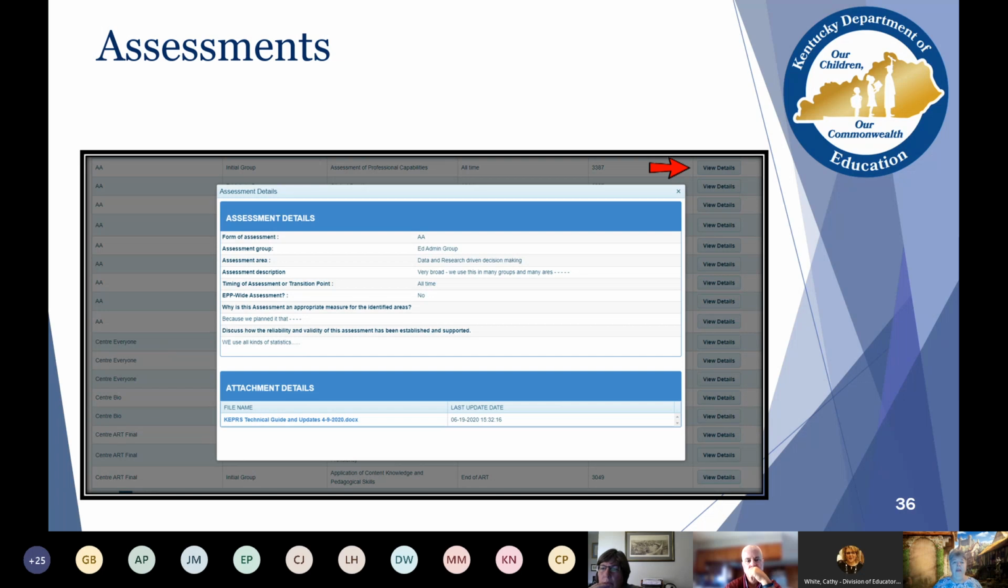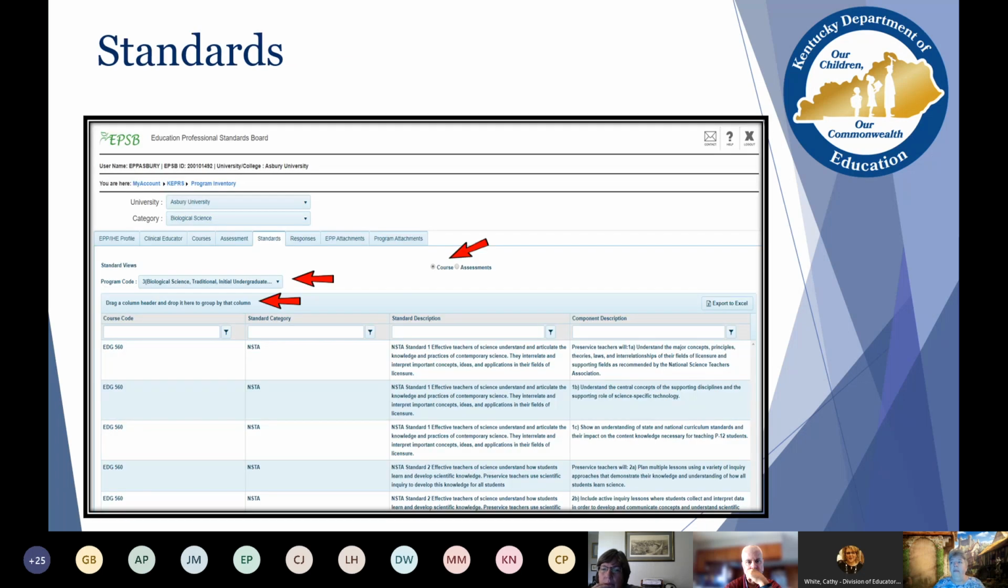All right. So the standards is the next tab. And this demonstrates the alignment of the applicable standards to both the courses and the assessments. When you first open the standards tab, the course radio button, which is that first red arrow on the right that you see, demonstrates the alignment of the applicable standards to the course.